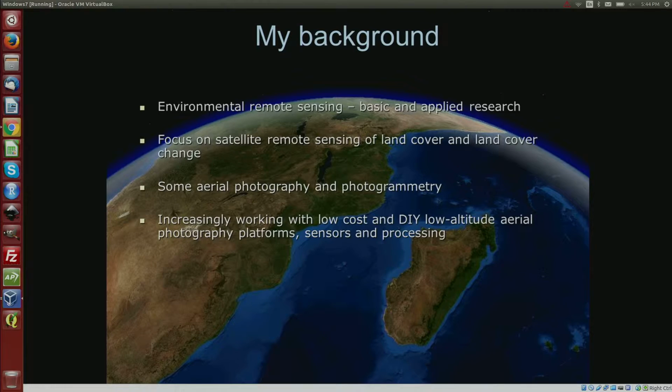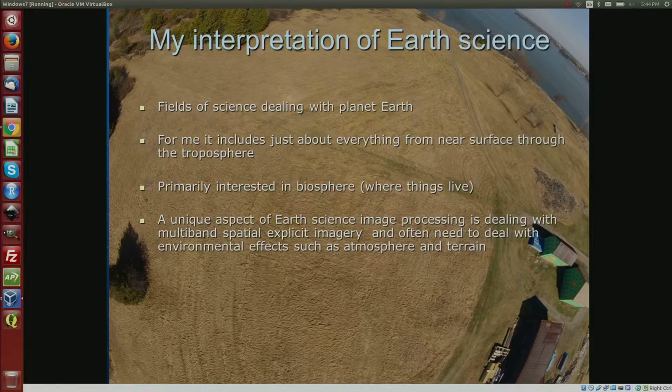For the interpretation of Earth science, it's basically all the sciences that have to do with planet Earth. And that's too much to really address in the 15 or 20 minutes that I have here. So I'm going to focus on what I do, which is mostly focusing on the Earth's surface and a little bit into the lower part of the atmosphere where the weather happens pretty much, or more specifically the biosphere where things live.